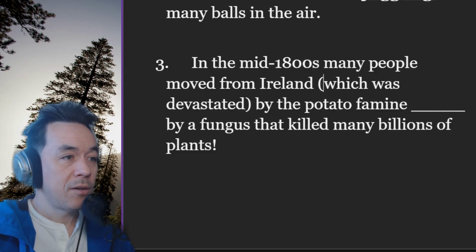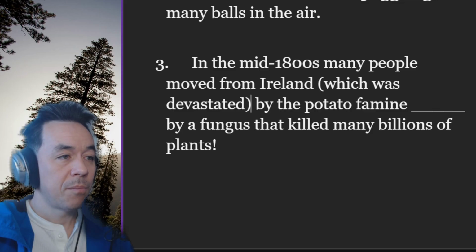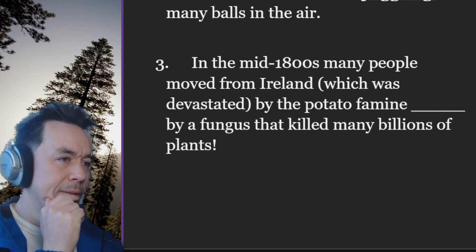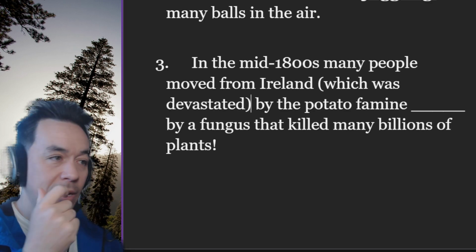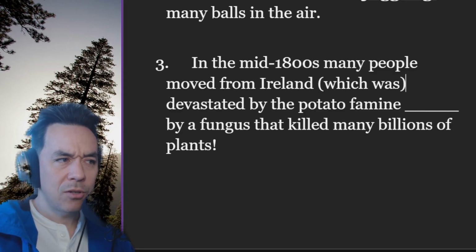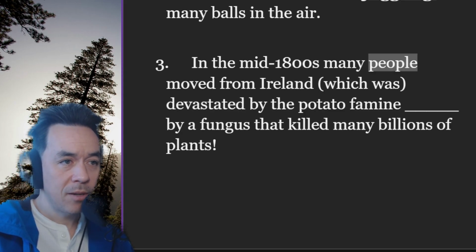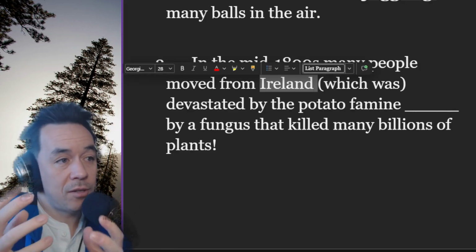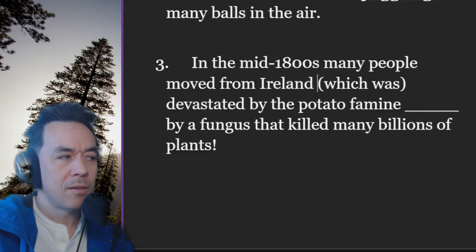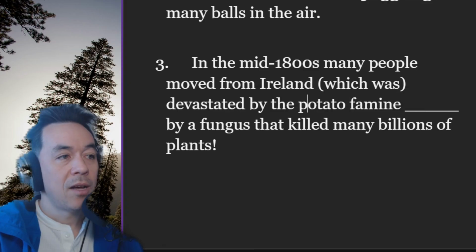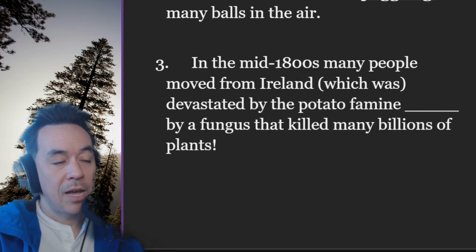So, many people moved from Ireland devastated by the potato famine. Now this is interesting because with the "which was" gone, the "devastated" could mean the people or Ireland, or both, because the people and Ireland, you could imagine them, they're the same meaning, right? The country is the people. So the people devastated, Ireland devastated by potato famine.